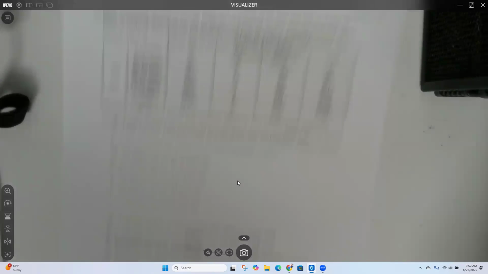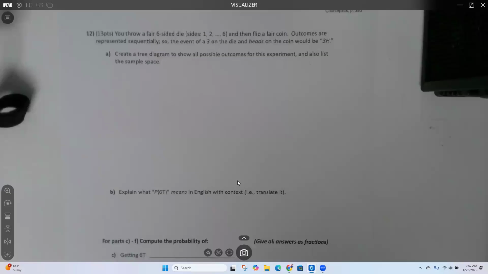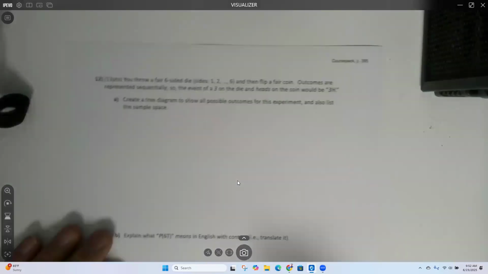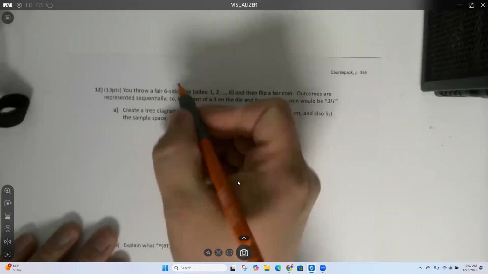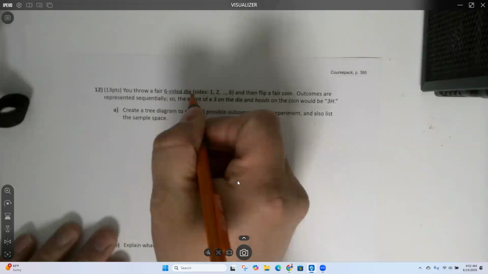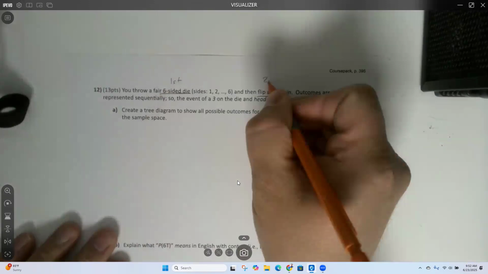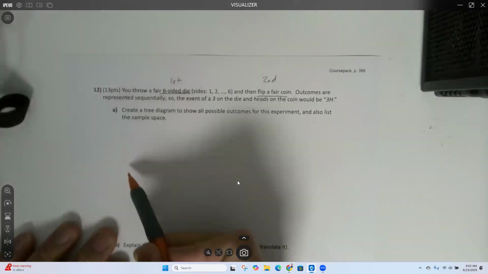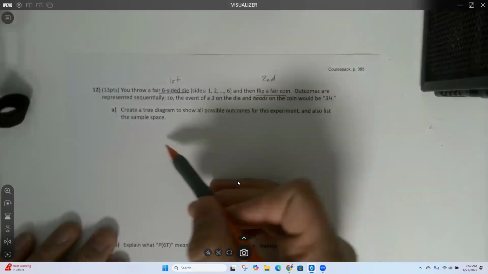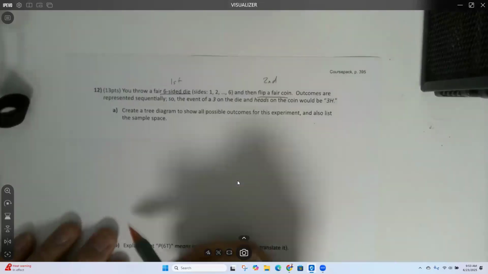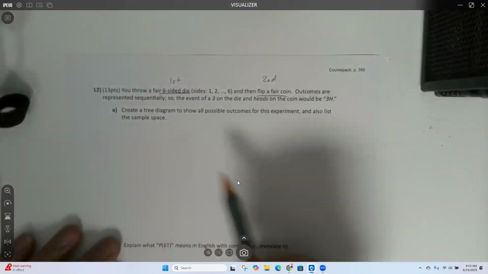Page 396. Couple more pages and we'll jump in and do some math. Throw a fair six-sided die and then flip a coin. Really the order doesn't matter, but this is the first part of the experiment and this is the second part. When you're building your tree, you could split it this way first and then do the die, or do the die first and then split it. You're going to end up with the same number of lines, so it's not going to save you any time regardless of which one you do.